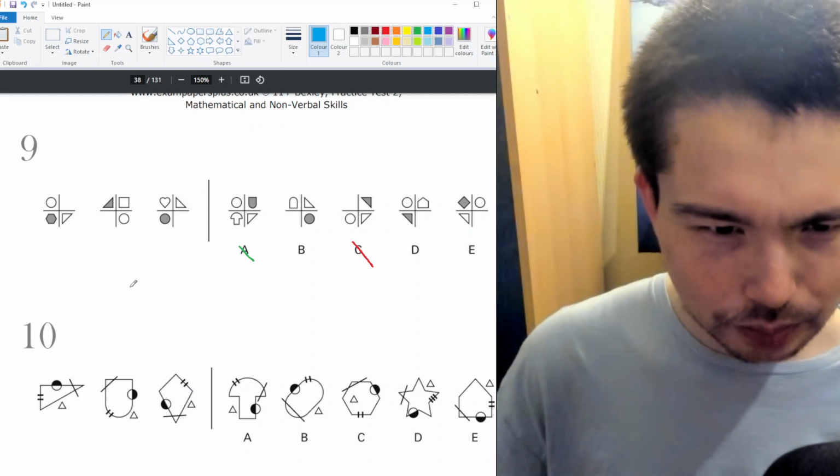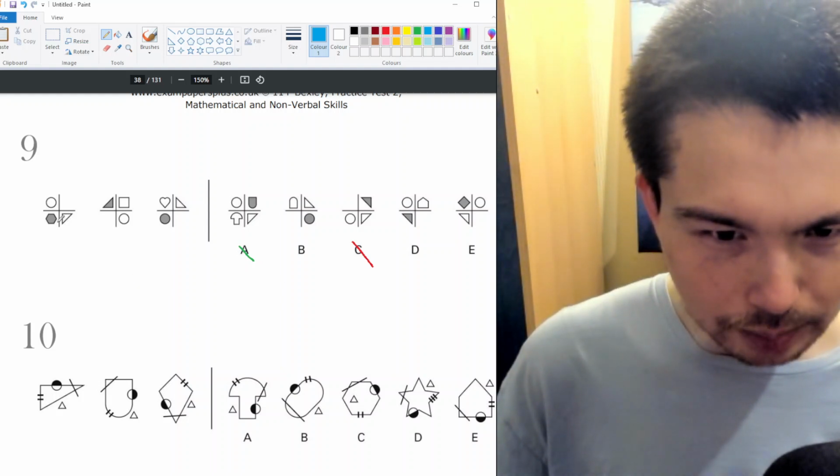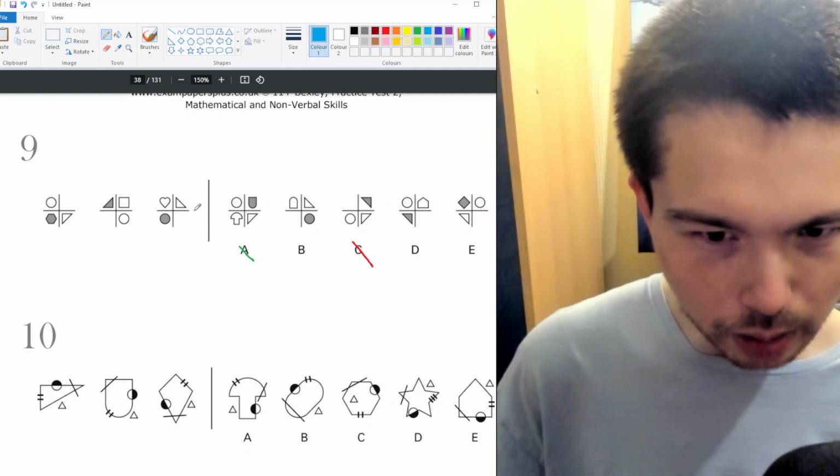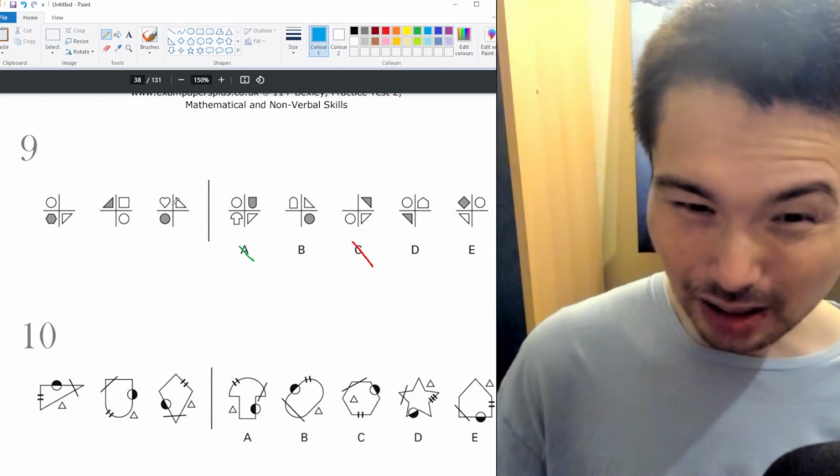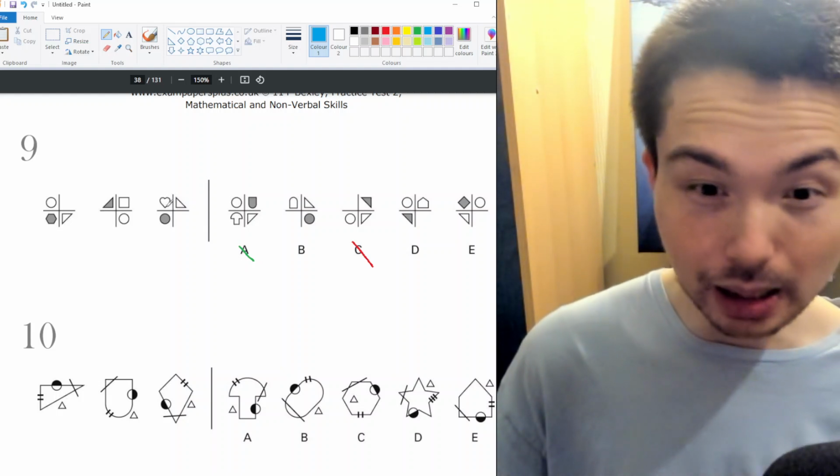Next. Got circle or triangle. Fine. The other shape doesn't seem to matter. We got hexagon, square and heart. I think that's the big clue. There's a heart. There's a random heart. Maybe that doesn't matter at all.